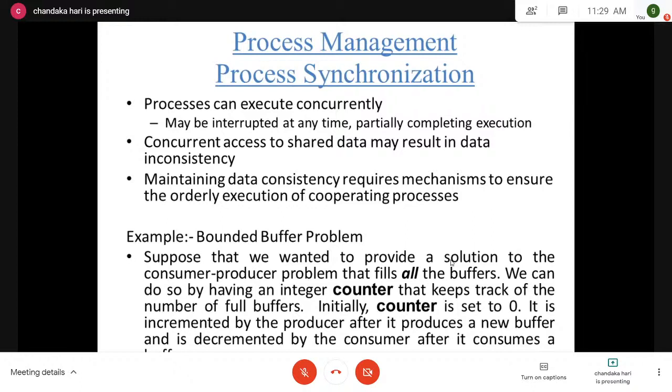Now the second one is cooperative process organization. Two processes are said to be cooperative provided that while one is executing, it can affect or be affected by other processes.